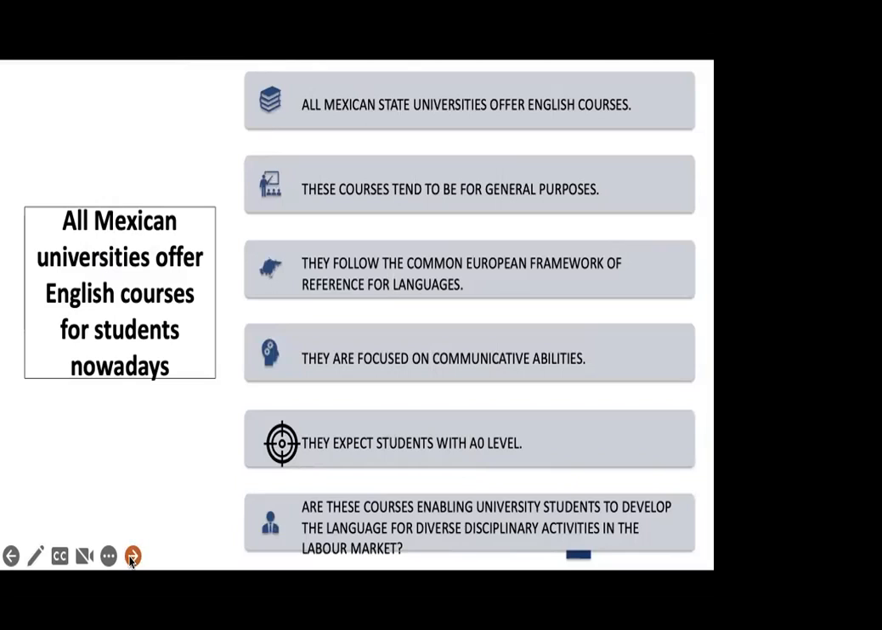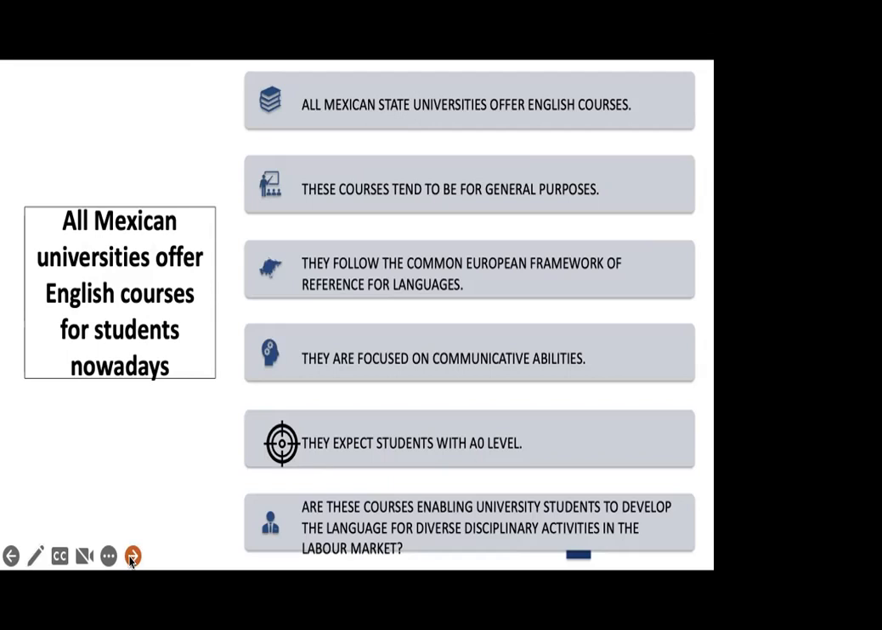But what does this mean for our universities? The teaching of English in the Mexican public education serves over 90% of Mexicans, and this commences from primary school, then in secondary school, up to higher education. In these language programs and others, we can see some generalities. For example, we can say that all Mexican state universities offer English courses for BA students and the public in general. These courses tend to be for general purposes. Mainly, they are focused on developing communicative skills, but they are designed for and expect students with beginner levels.